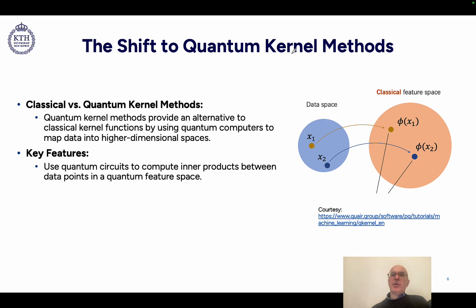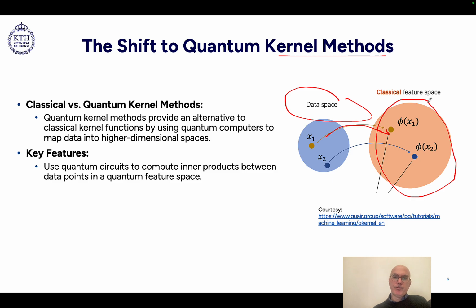So in the second phase of quantum machine learning, there is a shift toward investigating a quantum equivalent of classical kernel methods. Quantum kernel methods provide an alternative to classical kernel functions that you probably heard about if you took a class on machine learning, by using quantum computers to map data into higher dimensional spaces. So we're going to encode classical data, apply a quantum feature map, and encode it in the quantum state. So you see here this process. We have the data space in the classical part, and then we use some quantum circuit to map to some quantum feature space. And then we're going to use quantum circuits to compute inner products between the data points in the quantum feature space. We're going to devote a few lectures on this, so do not worry if you cannot grasp all the concepts right now.